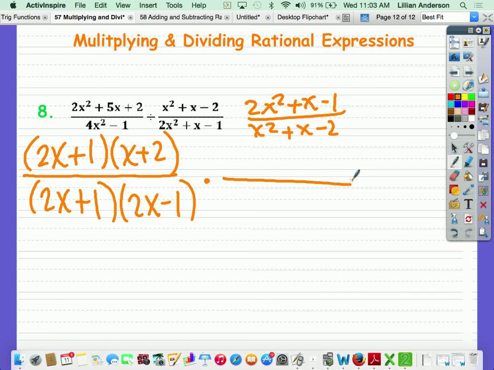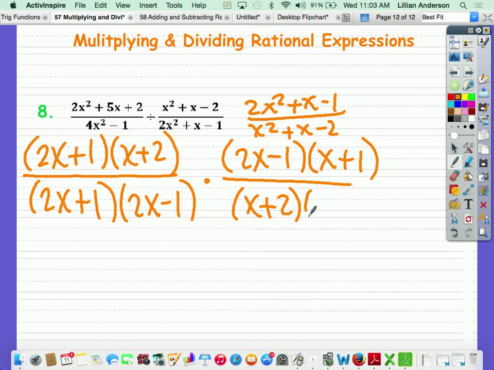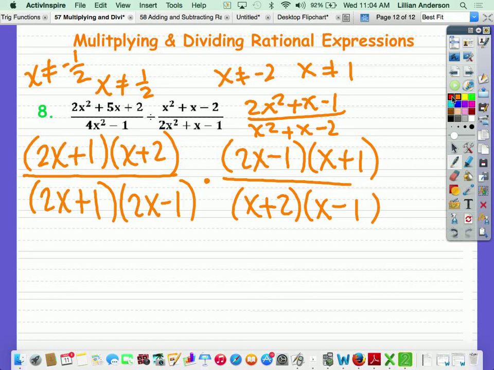So when I factor this, I'll have a 2x minus 1 and then an x plus 1, and x plus 2 over x minus 1. This is what you would get after you factored and you keep, change, flipped. x cannot equal -2, -1/2, positive 1/2, and 1. Those are the values that x cannot be, or else I'll have 0 in the denominator.